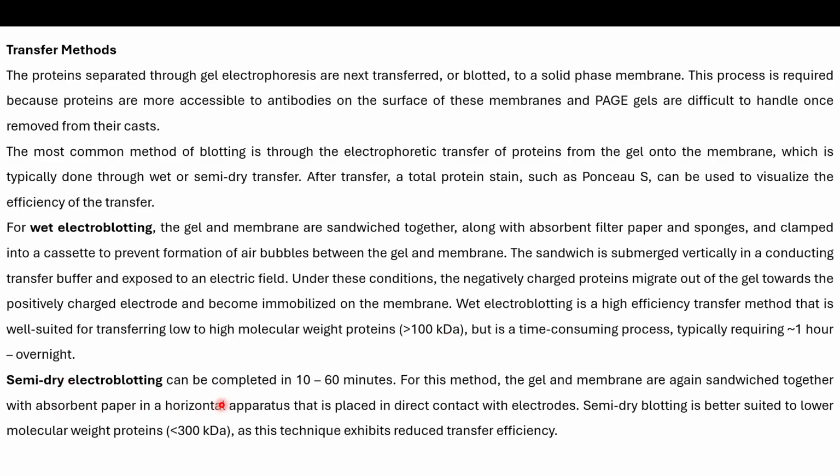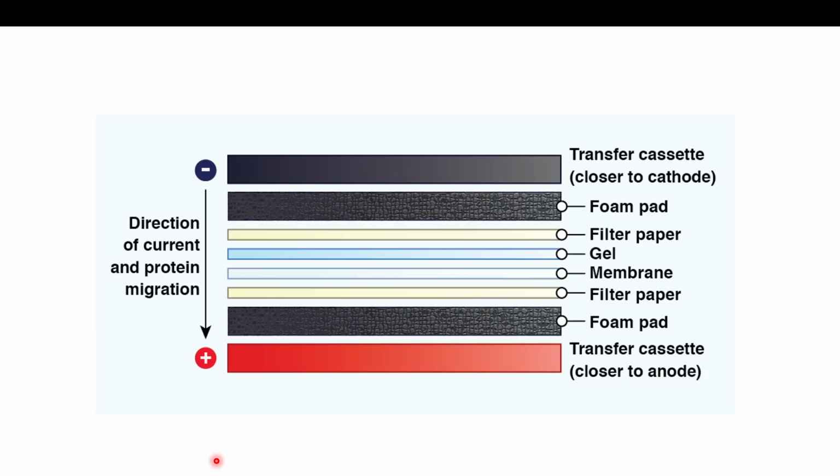And there can be semi-dry electroblotting, which is comparatively faster. The gel and the membrane are again sandwiched together with absorbent paper in a horizontal apparatus that is placed in direct contact with the electrodes. This is mostly suited for low molecular weight proteins.